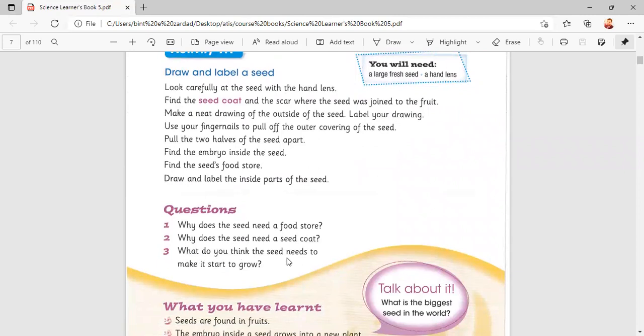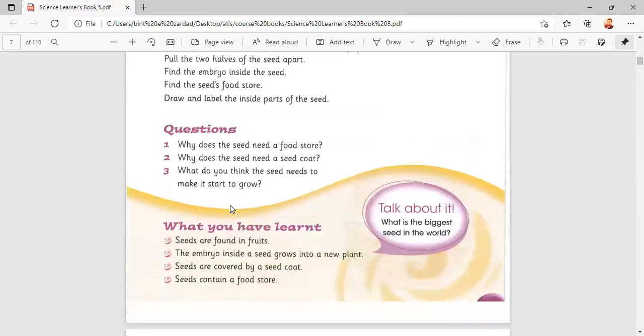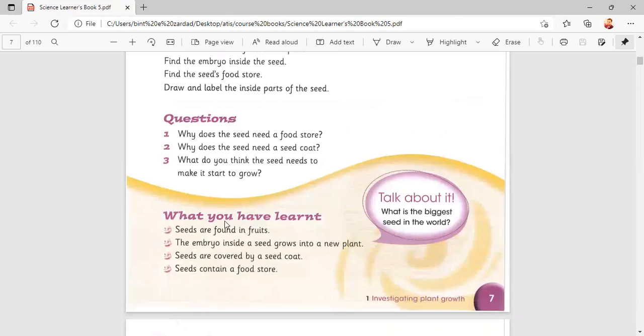What do you think the seed needs to make it start to grow? This we will discuss in the next lesson. What are the conditions for seed germination? What you have learned in this lesson is the summary, written here at the end of the lesson.